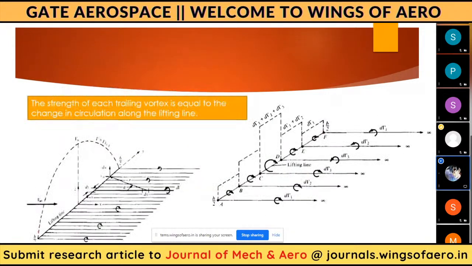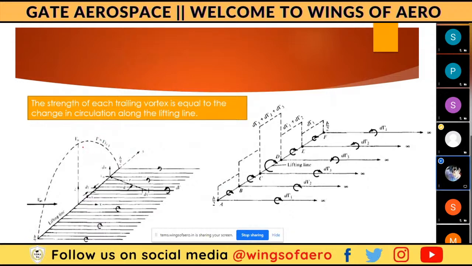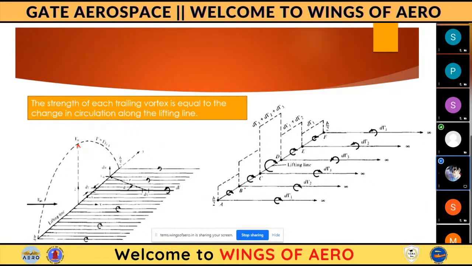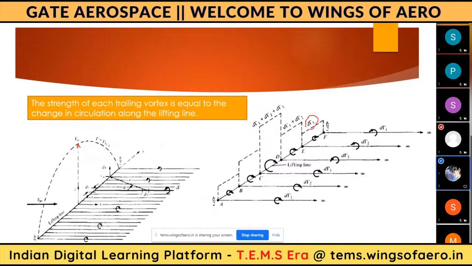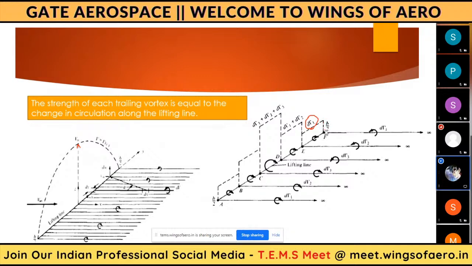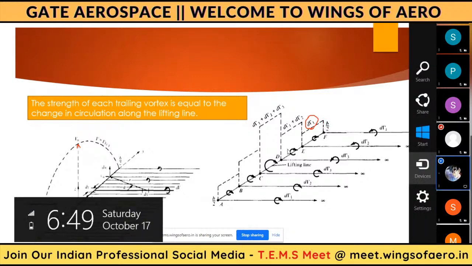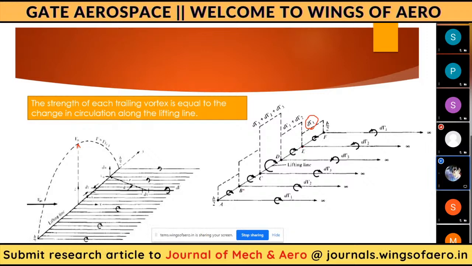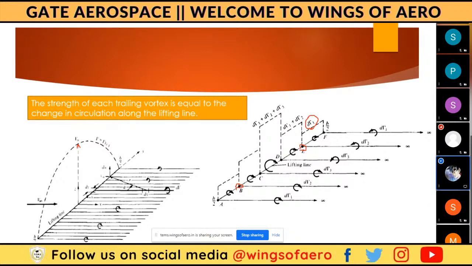So here you can see the lift distributed over this line, and at the root the lift is high, but at the tip the lift will be 0. So this is the bound vortex. Here you can see this first one, d gamma 1. This is the strength of this bound vortex. It extends over the whole length of the span. The second one is from B to E, the second vortex. The strength of this bound vortex is d gamma 1 plus d gamma 2.